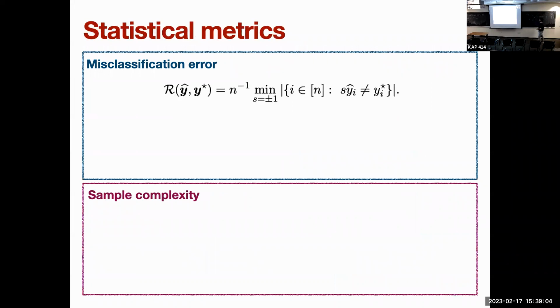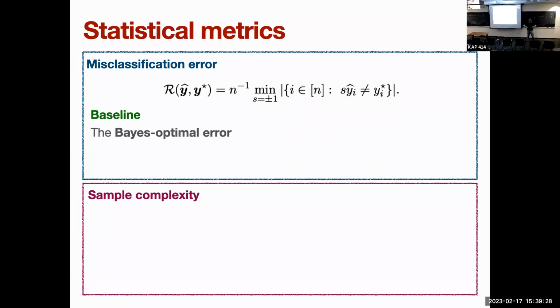Let's be a little bit more explicit. So if I have the true labels and I have an estimator of those true labels, the misclassification error is simply, let's count how many errors am I making. Since I might be wrong up to a sign, I'm going to account for that with that min, and I want everything to be normalized. So I'm going to divide by the number of samples I have. Very simple. So what does it mean to be efficient in that case?